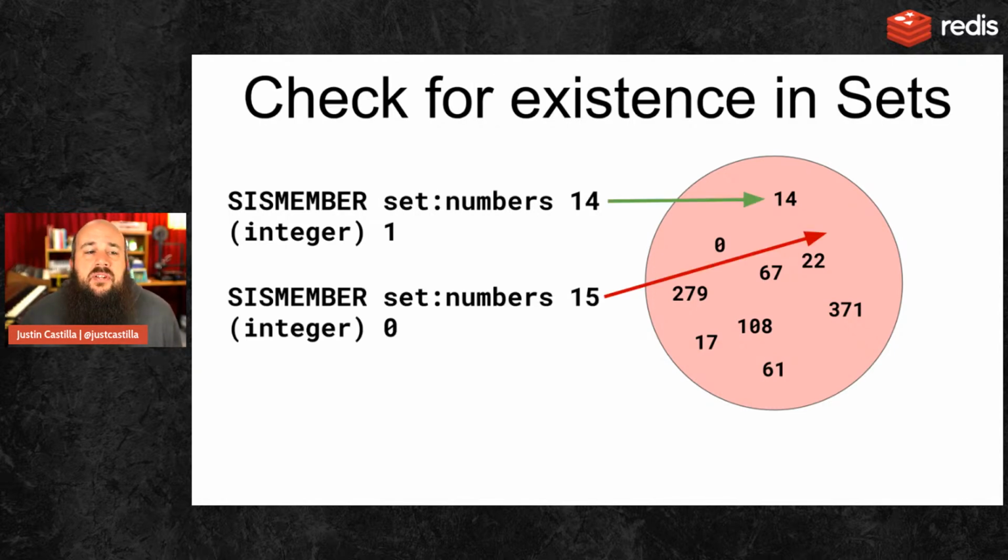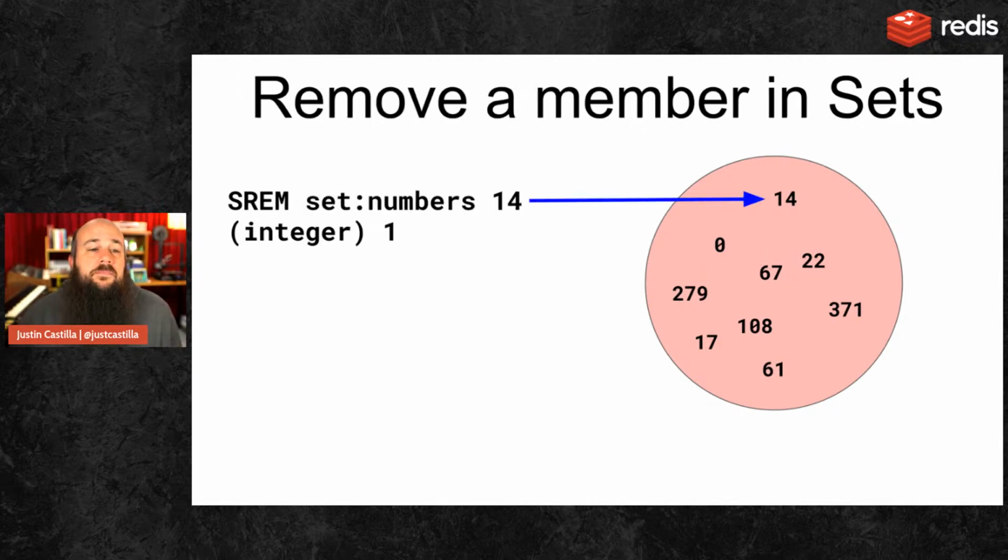Now, if I just want to check within my set if something exists, I can use the SISMEMBER command. This is good when you have a very large amount of elements in your set and you don't want to actually look through it. This just tells you, which is really nice. So I'm calling SISMEMBER set:numbers 14, and it's giving me a 1 for true. Yes, 14 does exist in my set. If I call SISMEMBER set:numbers 15, it's not going to be in my set, so it's going to give me a 0. So that's good, predictable behavior.